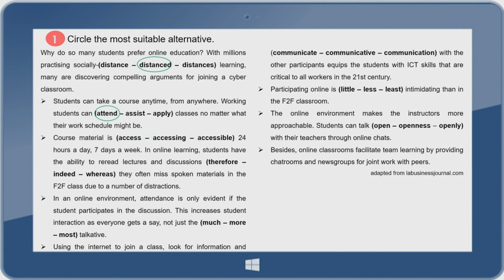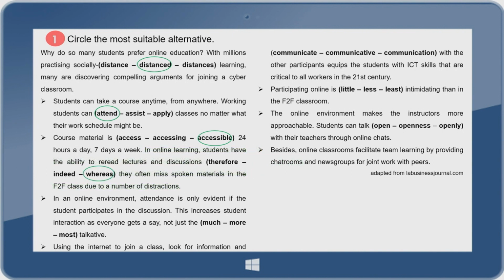Course material is 24 hours a day. We need to describe the course material using an adjective. So course material is accessible 24 hours a day, 7 days a week. In online learning, students have the ability to reread lectures and discussions. They often miss spoken materials in the F2F class due to a number of distractions. What do you notice between the 2 sentences? There is a contrast. So we need a linker that expresses contrast, and the only one in the parentheses is whereas.